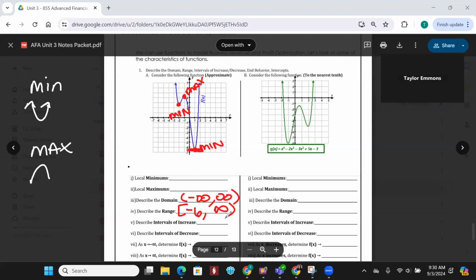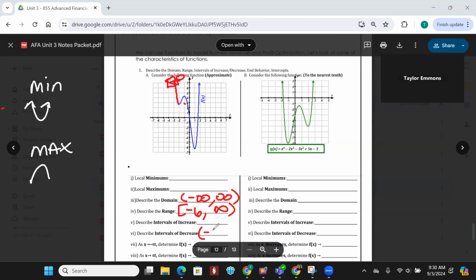Now, intervals of increase and decrease. You're looking at from left to right. Is it going down or up? And when is that happening? So, thinking of being on a roller coaster at Six Flags. Here's your little cart. This is you. Are you going down or up? Down. When is that occurring?